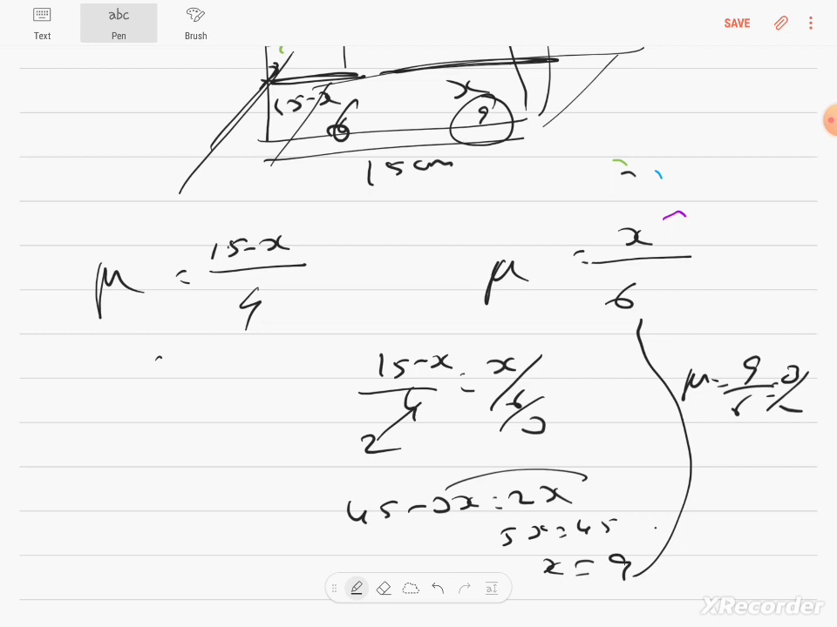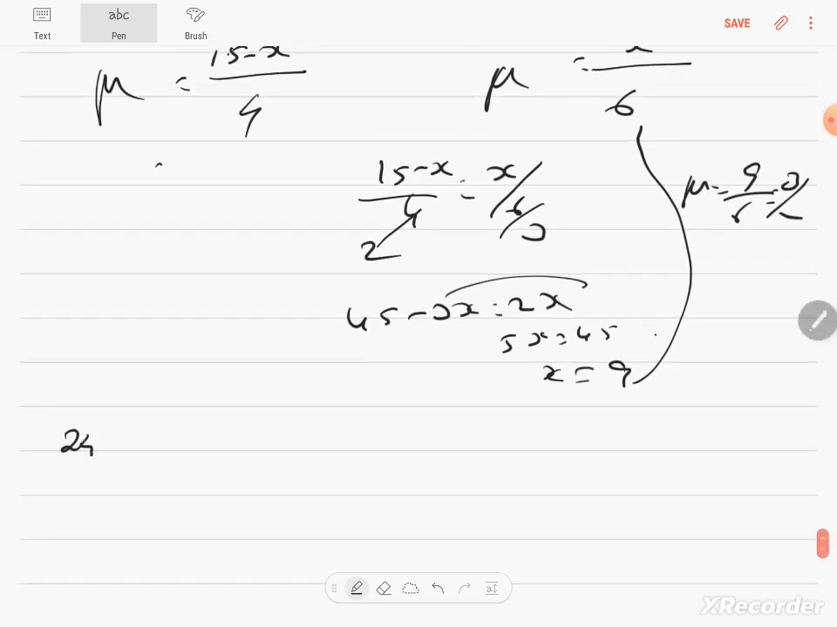From left side and right side, write mu as mu only and write this formula. Equate both the mu's, you get the x. Substitute in one of the equations, you'll be able to get the refractive index. Are you clear? So let's go to example 24.